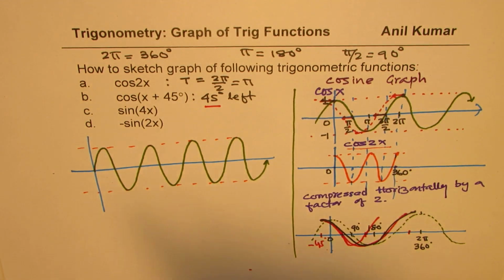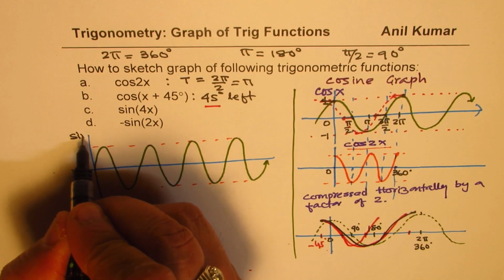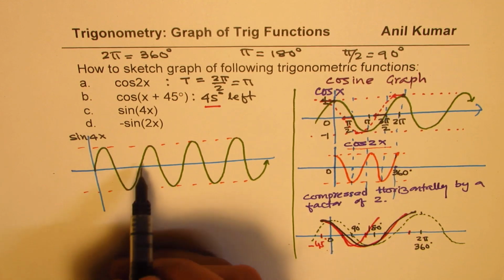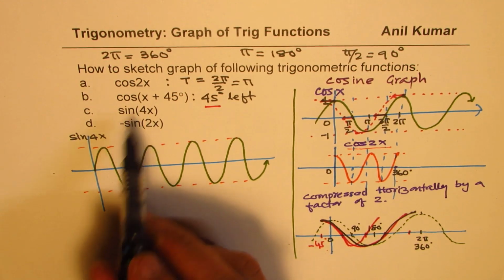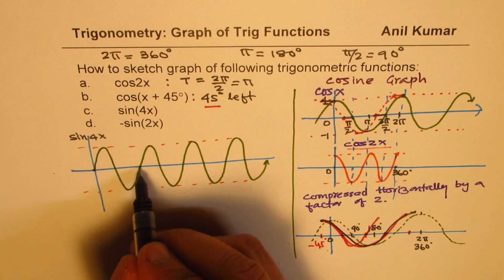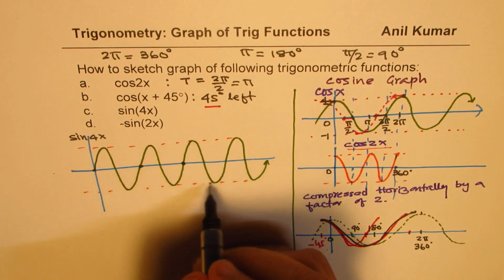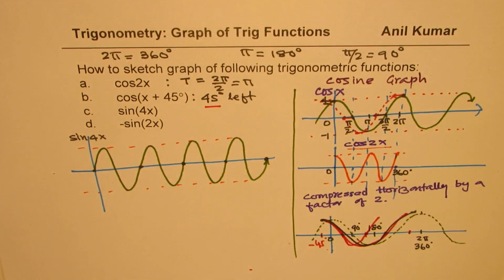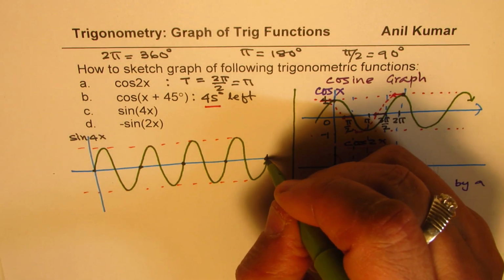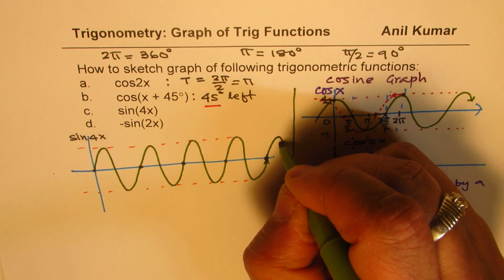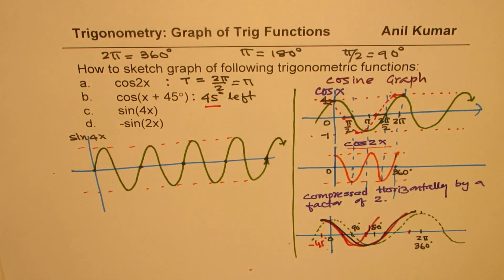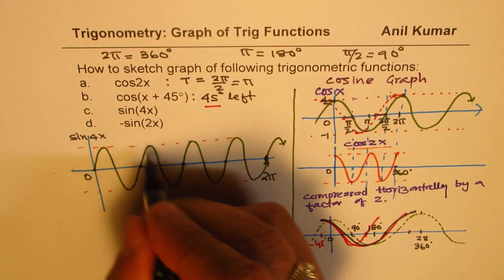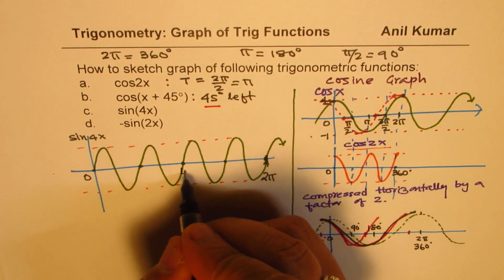Right. So when we have sin 4x, it means what? Sin 4x means that within one time period of sin x, there will be 4 waves. So count: 1 wave, then 2 waves, then 3 waves, and then 4 waves. So I should have completed within this period, right? So we have a time period of 2 pi within which we have 4 waves. Do you see that?